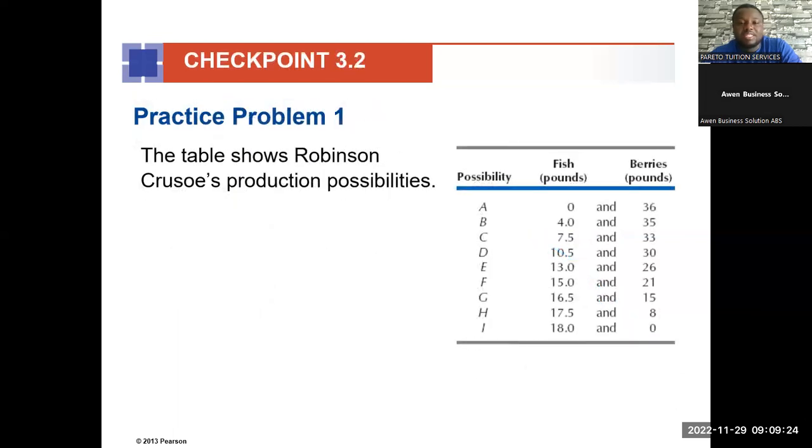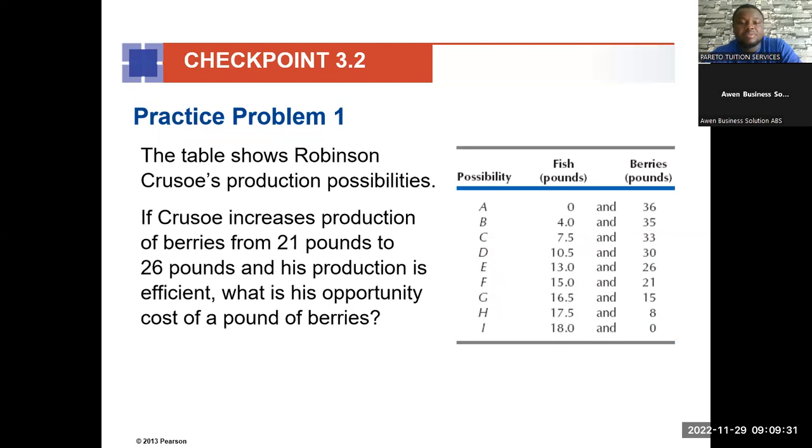Okay. All right. This is the production possibilities for a particular firm. Now we want to calculate the opportunity cost of increasing the production. We are producing berries and then fish. Each figure that you see here is in terms of pounds. So these are the production possibilities, and these are the combinations. So what if we want to increase the production of berries from 21 to 26 pounds?